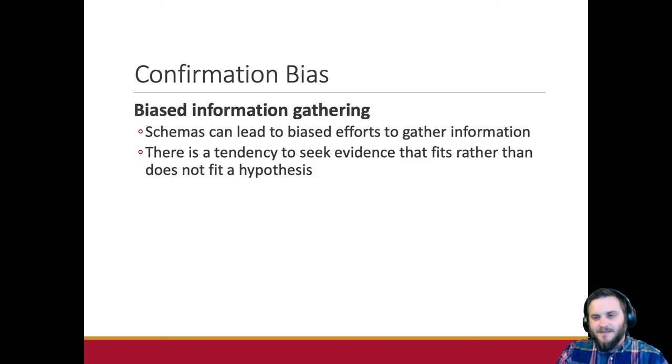More confirmation bias. Gathering information. What sources do you get it from? Tendency to seek evidence that fits rather than does not fit a hypothesis, which leads us to a good little tangent on how scientists need to practice science. Which is not to confirm their hypotheses, but rather to seek information that disconfirms their hypotheses. That's really important. That's the whole nature of doing science, is seeking to falsify the information that we already hold.